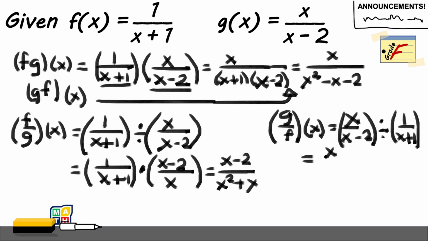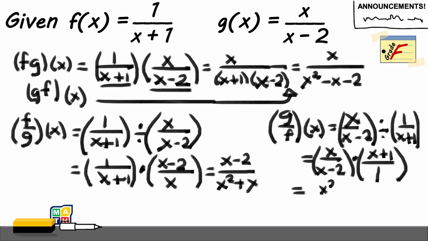We keep the first, x over x minus 2. Change the operation to multiplication. So you could also use parentheses here. And you now flip or reciprocate your divisor, to which the denominator becomes the numerator and the numerator becomes the denominator. And you multiply numerators to numerators, denominators to denominators. We have x times x, x squared. x times 1, because you're multiplying a monomial with a binomial expression, you have plus x, over the product of the two denominators, which is simply x minus 2.